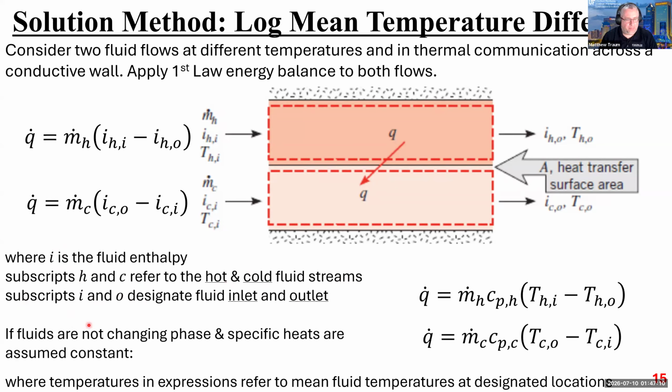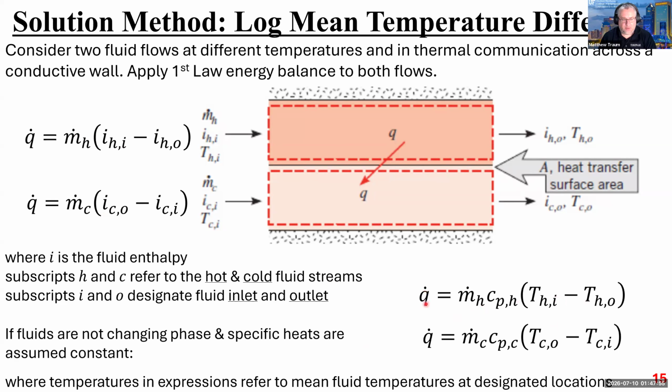Okay, so if we make some assumptions, right? Remember that enthalpy is equal to C or Cp T. So I say here, fluids are not changing phase and specific heats are assumed constant, right? So that specific heat is constant despite the change in temperature of the fluid as it's moving through this process. At least that's an underlying assumption. And also the fluid is not changing phase because that's a totally different process. Then I can rewrite these expressions in terms of temperatures, which is what I really want, right? Because this is heat transfer. We're interested in temperatures, not enthalpies.